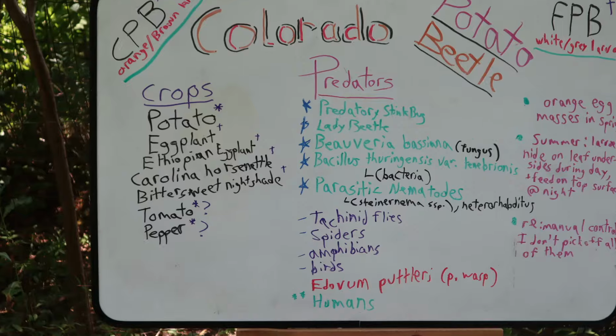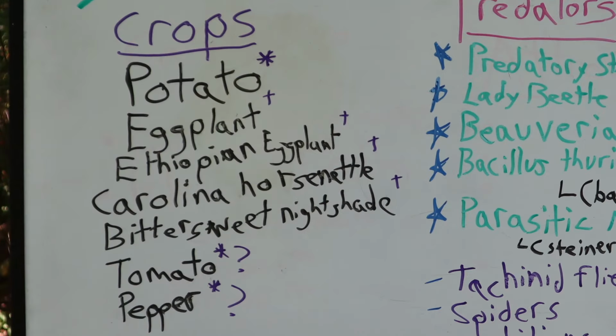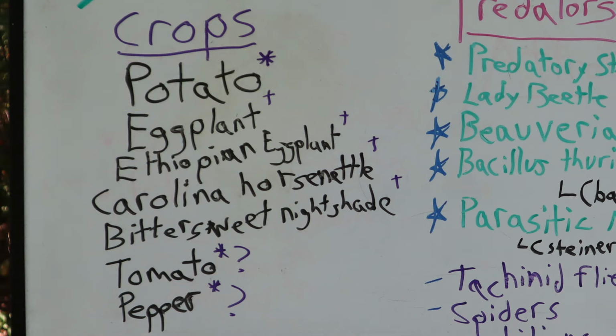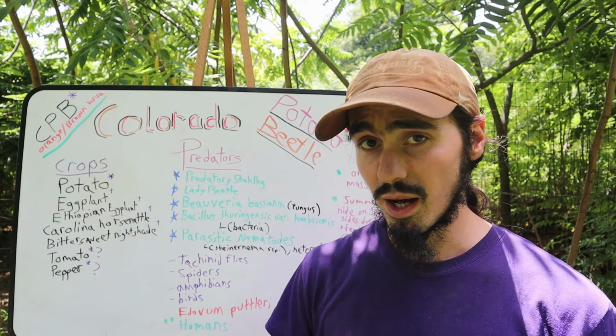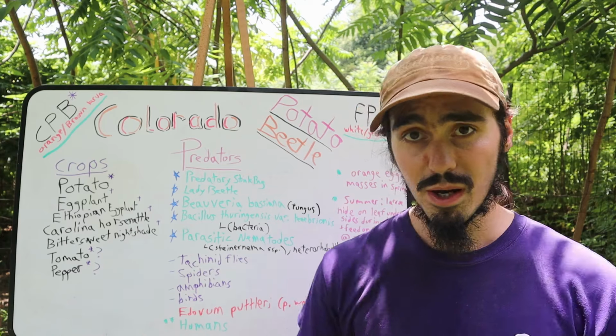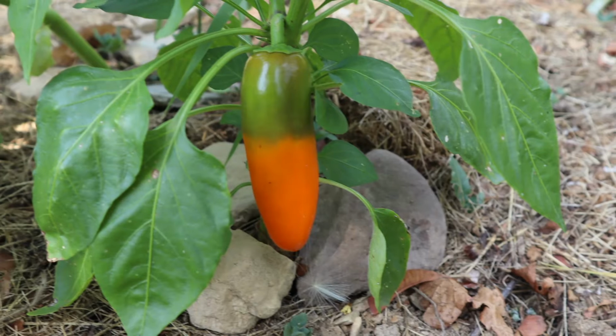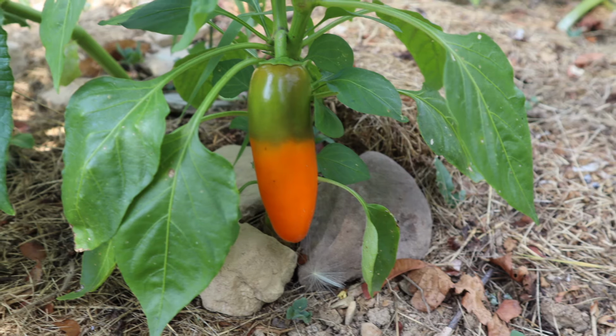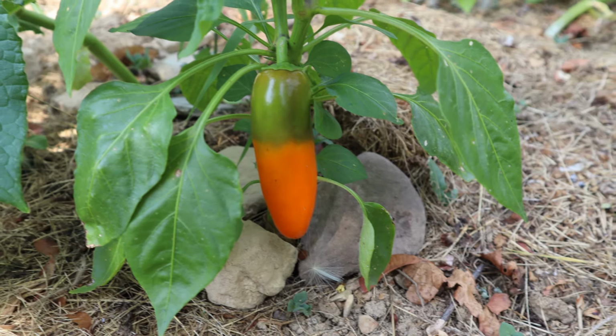But just to give you a general idea of where my observations are right now so far, I have found the true CPB to be on the potato. That's really the main crop or even the main plant that I will find it on. Reportedly, it can also be on the tomato or the pepper, but I have never found the true CPB or the FPB on these two plants, the tomato or the pepper.